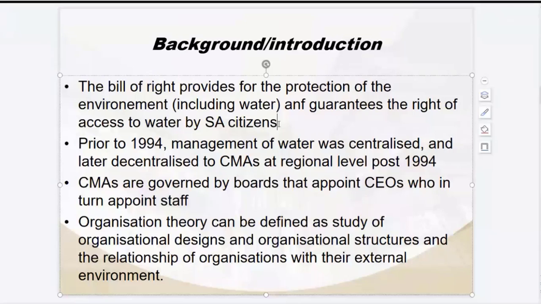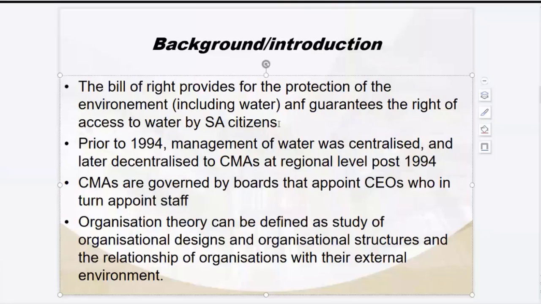Prior to 1994, management of water was centralized and later decentralized to the catchment management agencies at regional level after 1994. The catchment management agencies are governed by boards that appoint CEOs who in turn appoint staff. We said these are government entities, but they must have staff. That's why they have got CEOs and other staff members.